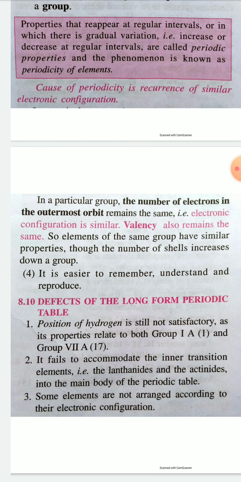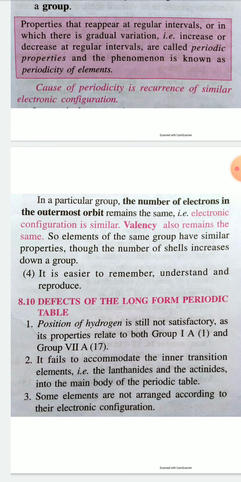First, the position of hydrogen is still not satisfactory because hydrogen can be placed in group 1A, that is group 1, and in group 7A, that is group 17. So the position of hydrogen is not fixed, as its properties are related to both group 1A and group 7A, that is group 17.